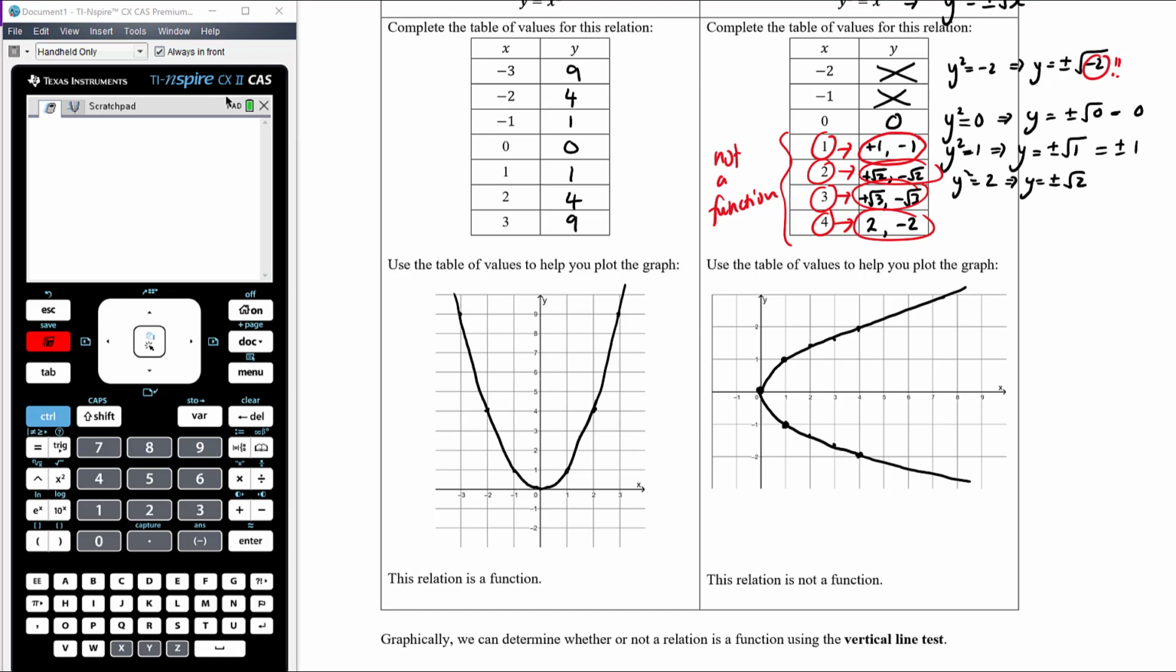Okay. So one way that we can test graphically for whether something is a function is by using what we call the vertical line test. And essentially that is, if I draw a vertical line over here, just for a minute, and then imagine swiping it across my graph, if at any point that line would hit more than one point on the graph, that's indicating that it's not a function.